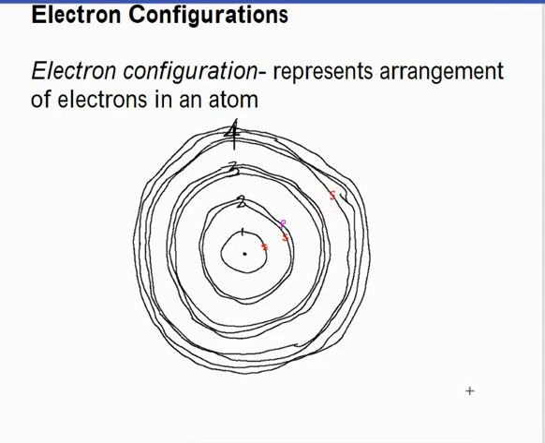The first ring in every energy level is S. The second ring in every energy level is going to be P. So this is 3P, and this is 4P right there. And then we have D. So 3D right here, and 4D right there.